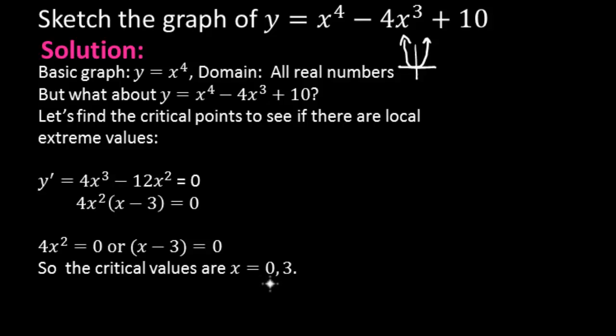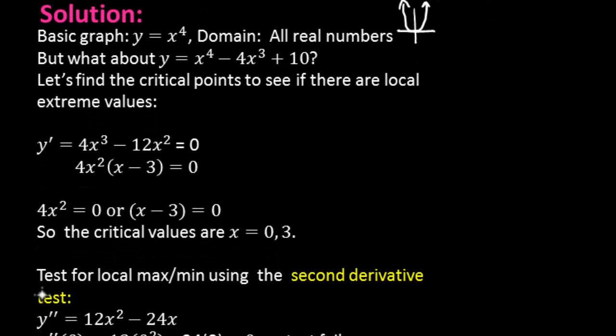Now, what are these critical values? These are the critical values or critical numbers for possible local max or min. Does that mean it will automatically have a local max and min at these 2 points? No, we don't know. So how do we find out? We can first use the second derivative test, and if the second derivative test fails, then we use the first derivative test.